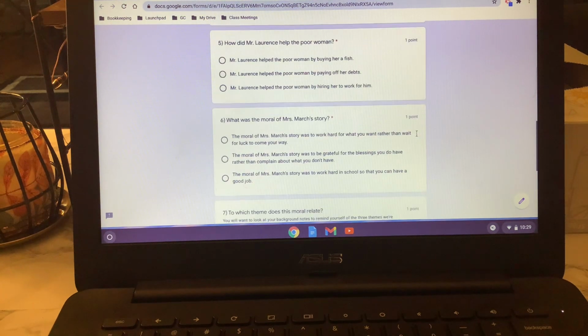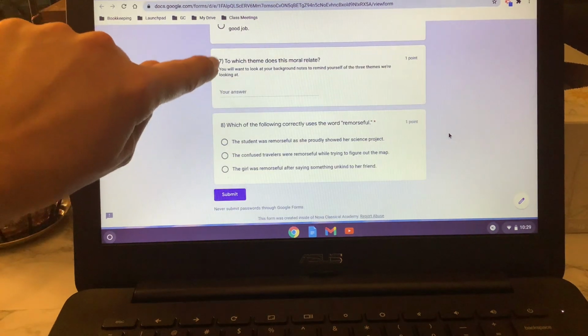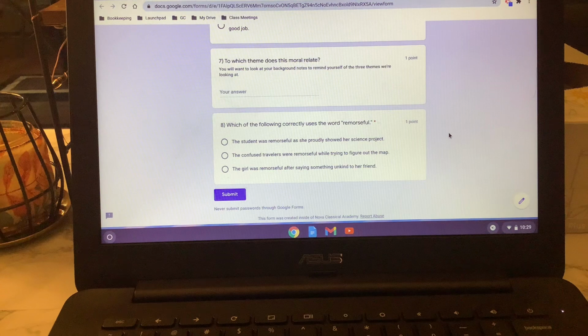Number 5 asks, how did Mr. Lawrence help the poor woman? 6, what was the moral of Mrs. March's story? She's going to tell the girls a story and it's going to have a moral to it. And then to which theme does this moral relate? Again, remember that we've got those themes in our white binders with our notes about the background information for Little Women, and we've been talking about those in our lessons as well. There are 3 themes in particular: the importance of living a virtuous life, the relationship between money and happiness, and societal expectations of women. Which of those 3 does it seem that the moral of the story relates to?